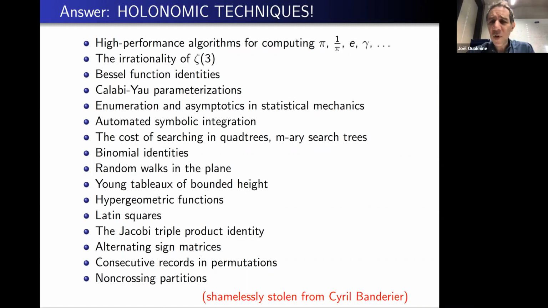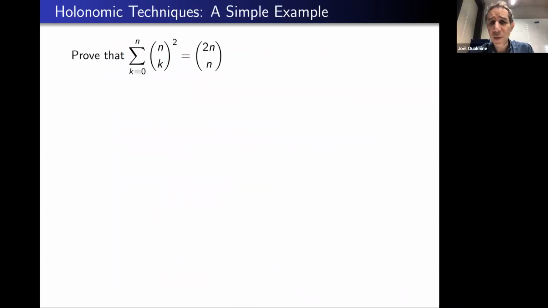If you've never heard what they are, then you've come to the right place. I will explain what they are, starting with a simple example. Suppose you're being asked to prove the identity on the screen: the sum of the squares of the binomial coefficients n choose k is equal to 2n choose n. How can I prove this?